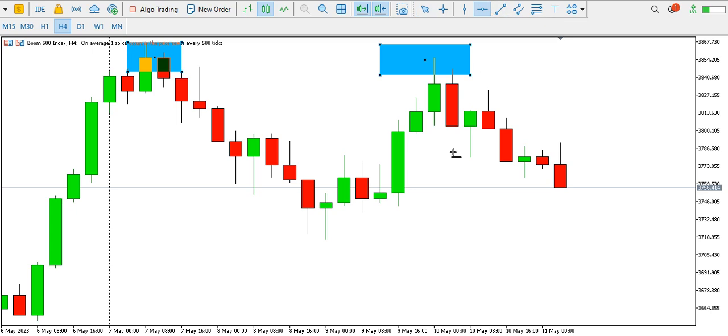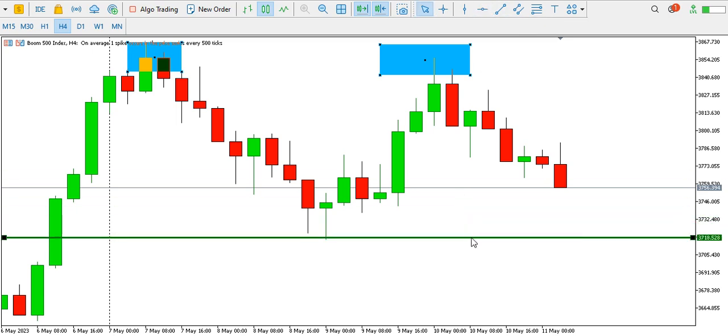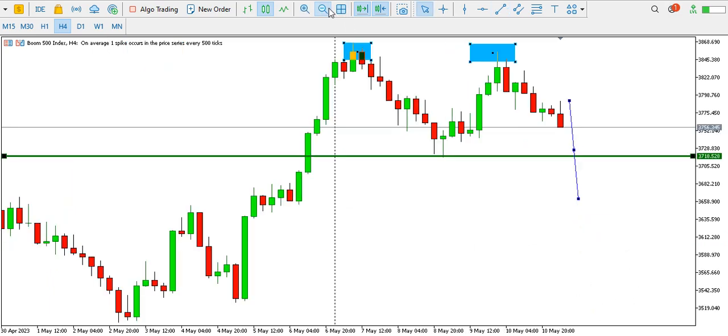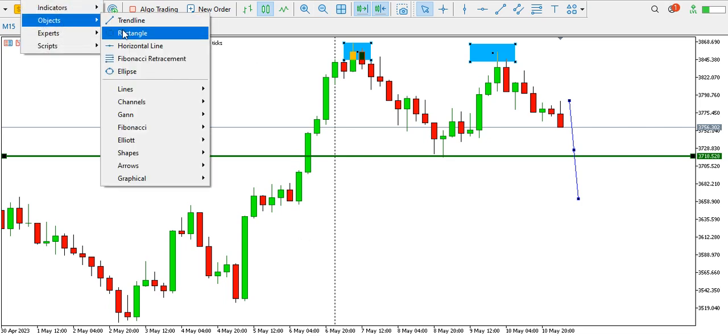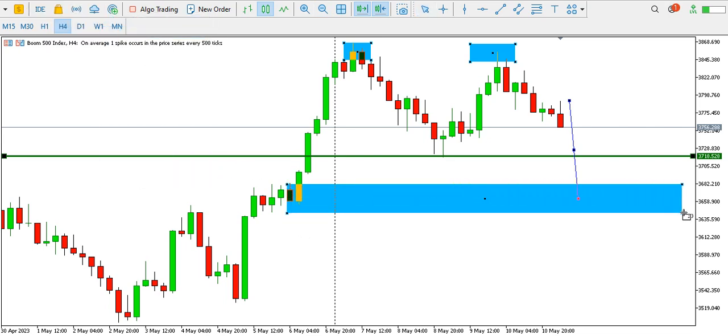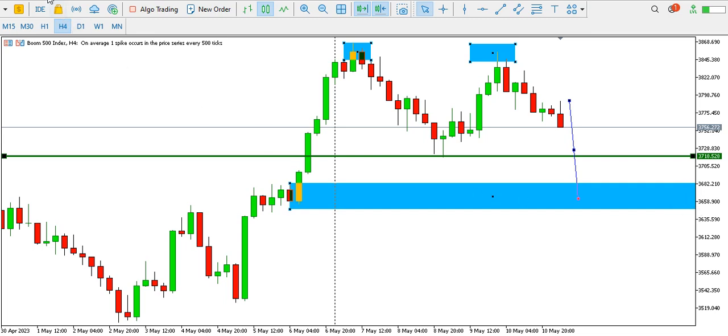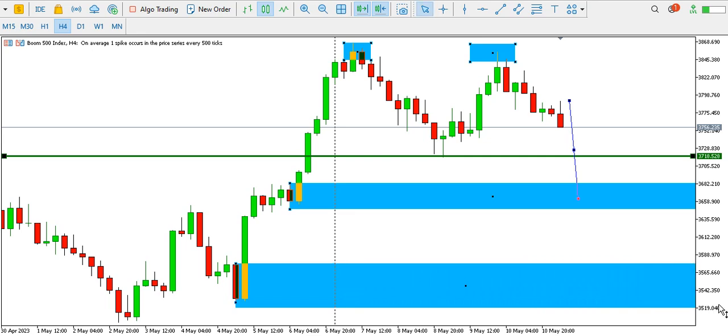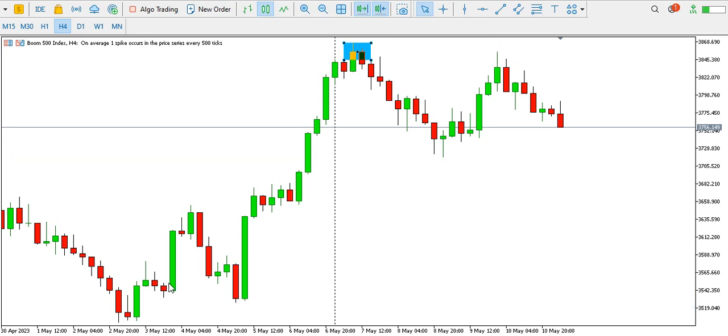So we'll just be expecting a break of this neckline around the 3718 area. If it breaks this neckline, then we expect price to continue to go down. First of all, it will get to this support, and then drop to this support. We are looking at the 4 hour time frame. We have this other block here, another block around here. So that's Boom 500 on the 4 hour time frame.